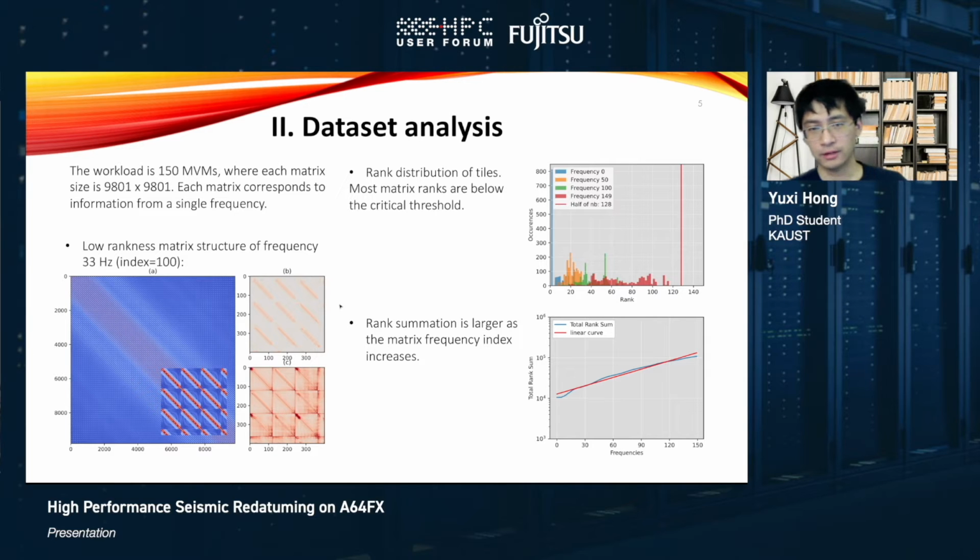On the right, you can see the rank distribution of tiles, and most tile ranks are below the critical threshold. This red line is 128, which is half of our tile size of 256. We tested on different frequency matrices, and on the bottom you can see the rank summation is larger as the matrix frequency index increases.